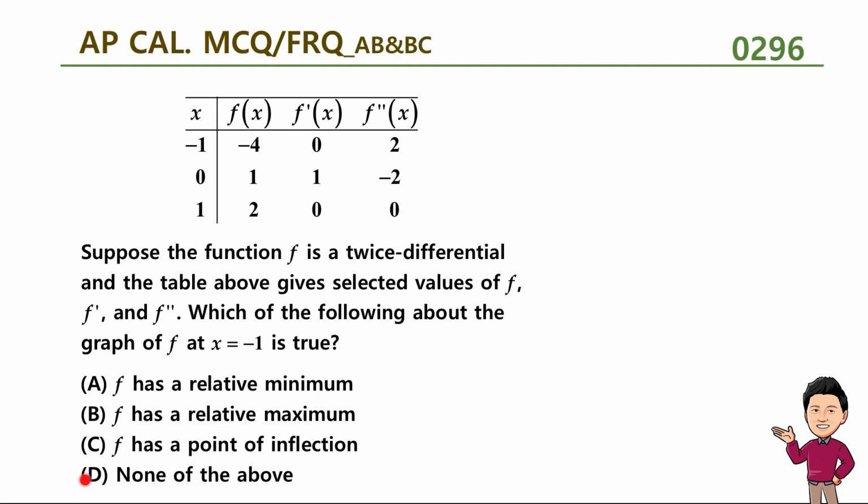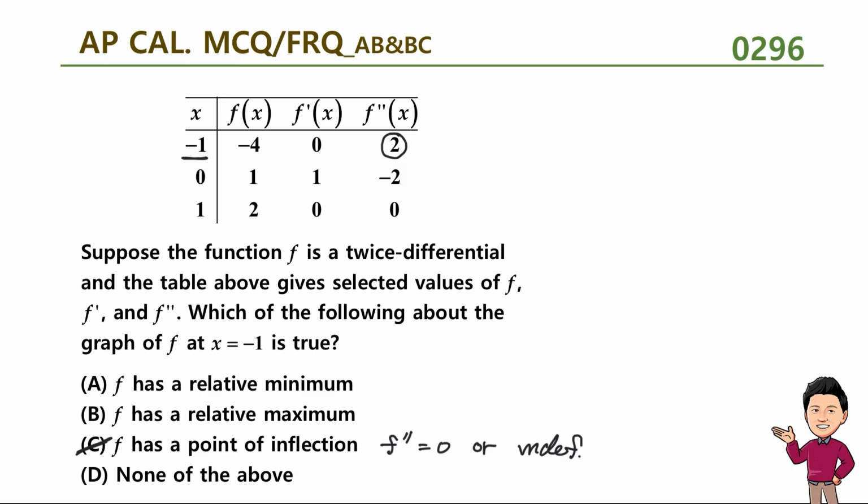Here we have answer choices, and they mention relative minimum, maximum, point of inflection, right? Well, f has a point of inflection if f double prime changes from positive to negative, right? Which means at the point, second derivative has to be equal to 0 or undefined, right? At x equal -1, second derivative is 2, positive 2, right? Then that means we do not have point of inflection at x equal -1. So C is not true.